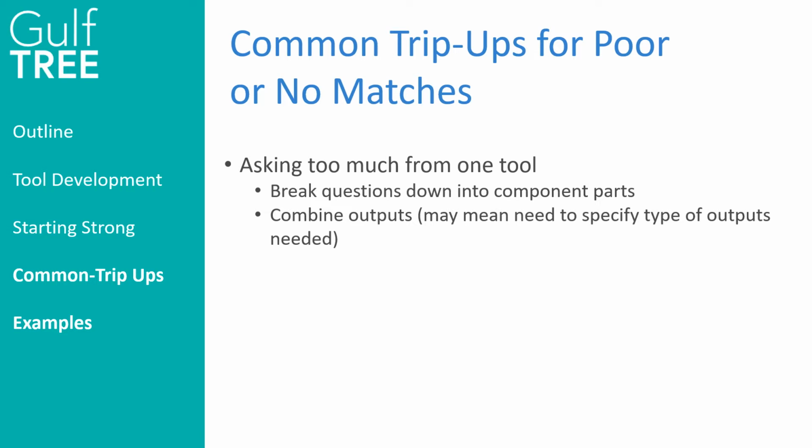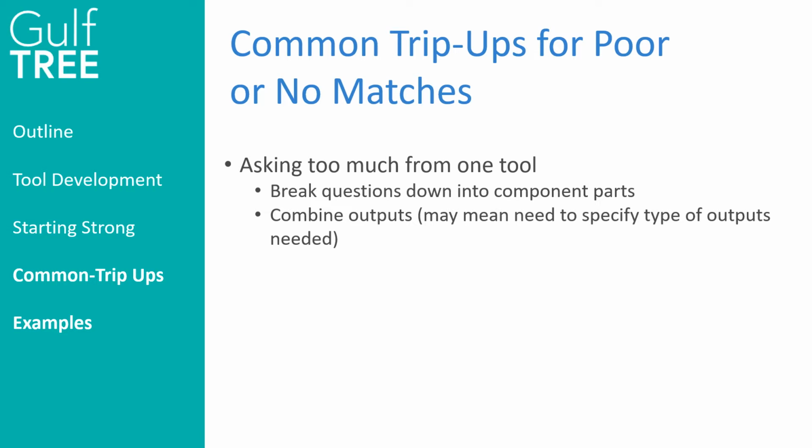The first thing we're going to talk about is asking too much from one tool. Like I said, these tools are only as sophisticated as the current science that we have, and sometimes people will ask one tool to do too many things. You can break it down into component parts, like: I want you to look at social vulnerability, and then I want you to look at flood risk.